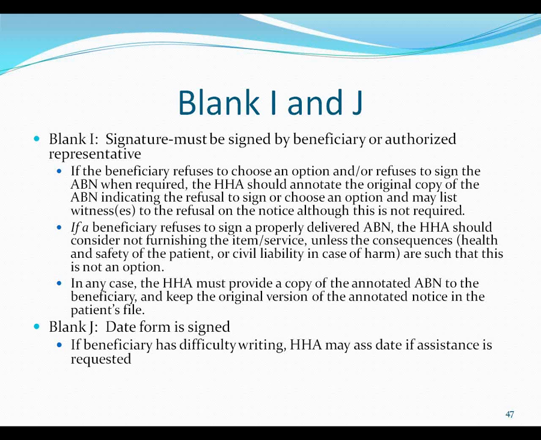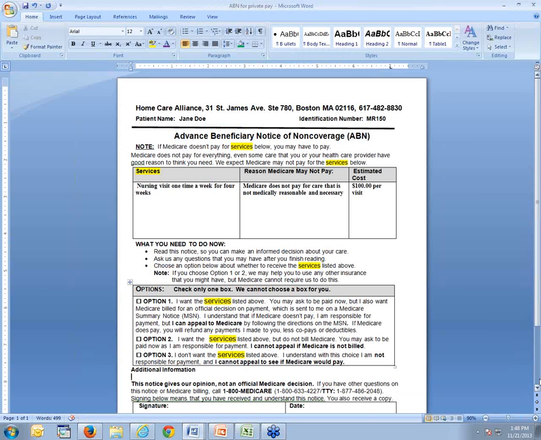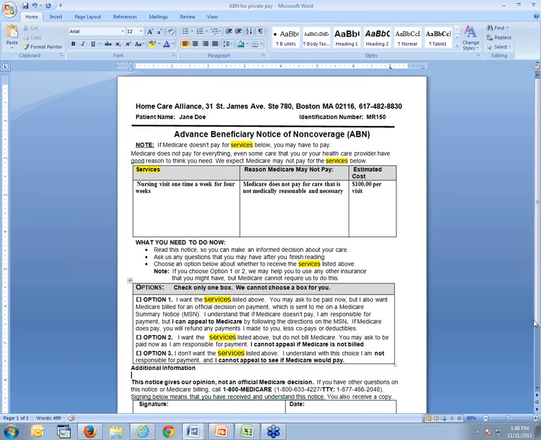So let's take a look at the form. I'm going to leave this slide show, and we'll take a look at the HHABN for private pay. So I made this one up for the patient who wants to continue that extra nursing visit, and it's only going to be for about 4 weeks. I did take off all of the lettered labels, A through J, and then I put in the name of my agency and the patient's name, and I made up a medical record number.